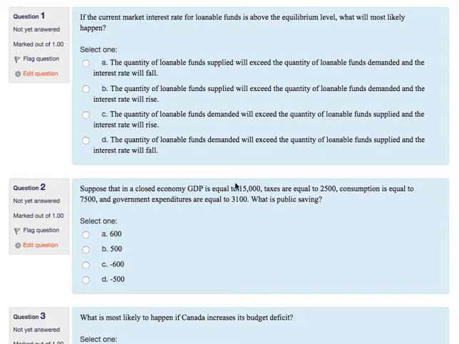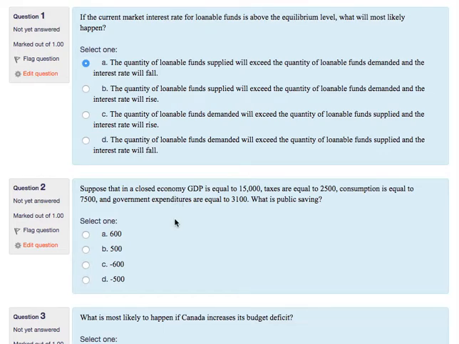funds. And when you have an excess supply of funds, a lot of people who want to loan money and not many people who want to borrow, interest rates will start to drop. So the quantity of loanable funds supplied will exceed the quantity of loanable funds demanded, and the interest rate will fall as the right answer. But any other ones, if you go through it, they either have the direction of the interest rate change wrong, or they're saying that there's excess demand at that higher interest rate, which is not the case.